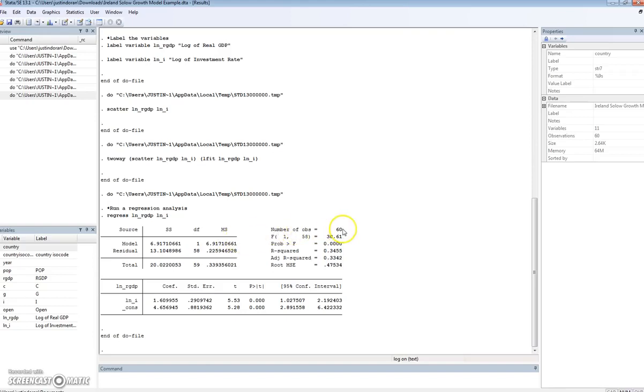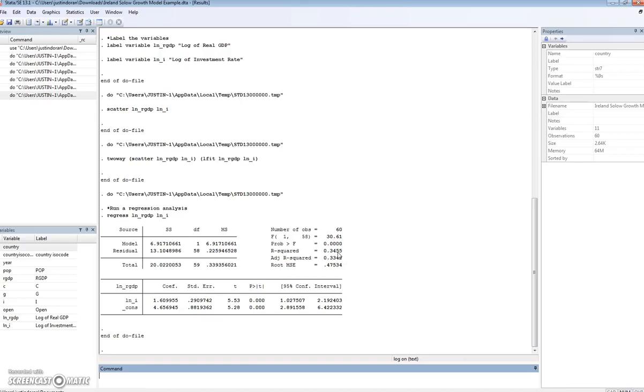The first of which is that the number of observations is 60. This means we've run our analysis on 60 years of data. In our case, the data is for Ireland from 1950 until 2010, giving us 60 observations. What we also have is the probability for our F-test, probabilities for our t-tests, coefficients, and our R-squared.